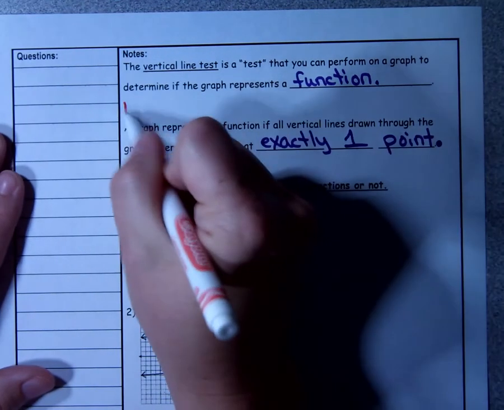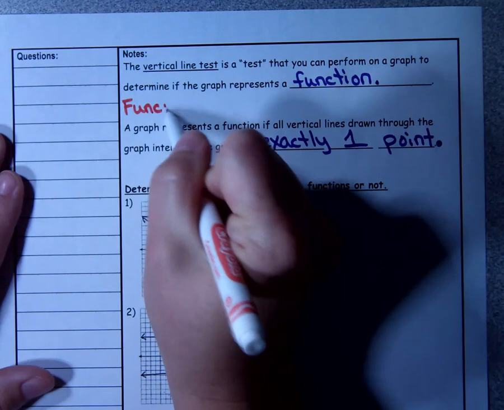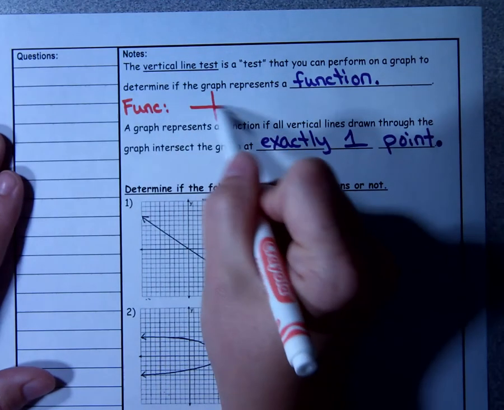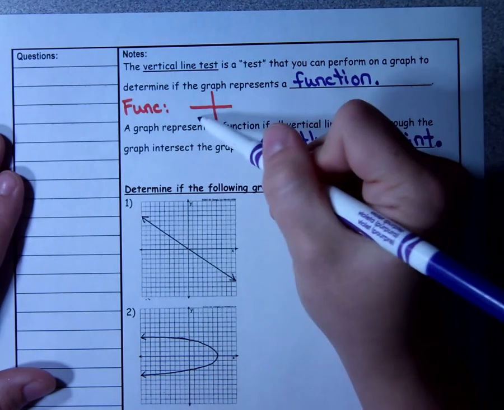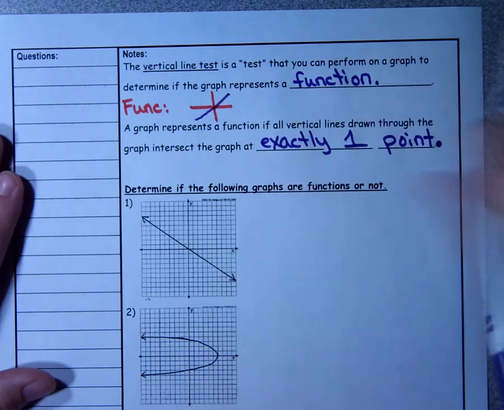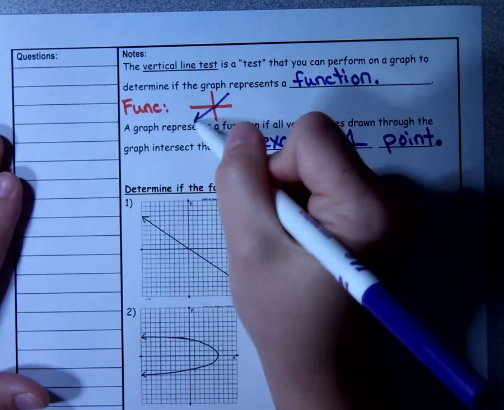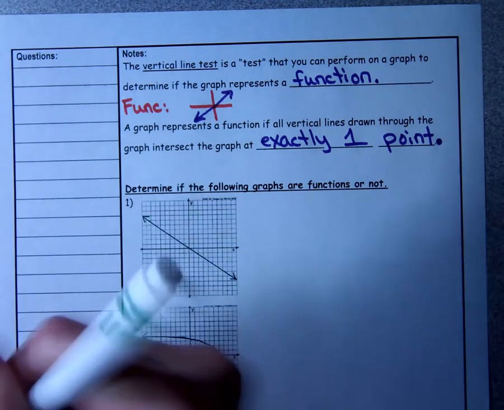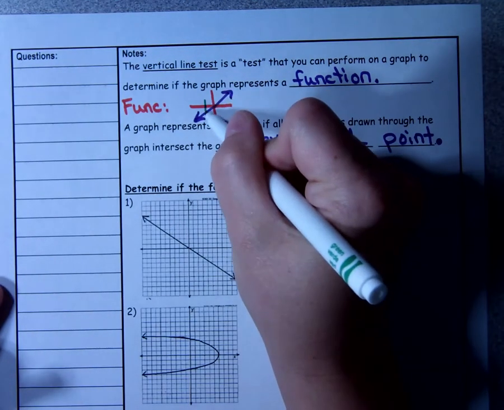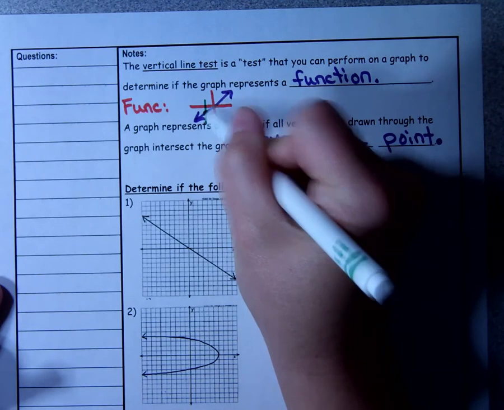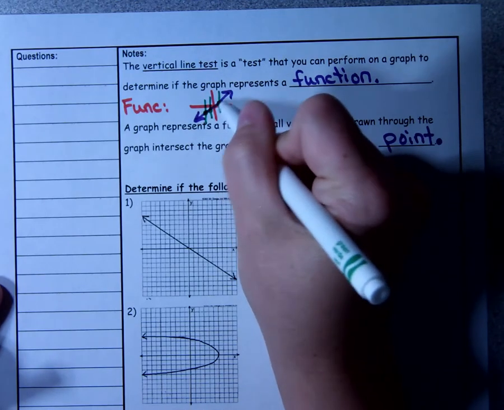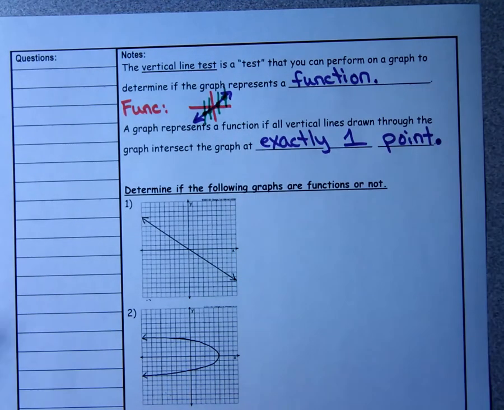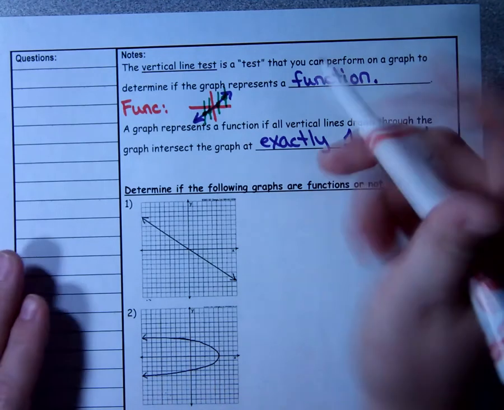So let me show you some pictures of some functions. We might have our linear parent function that we spoke about just a second ago. The linear parent function looks something like this. This is an example of a function because no matter what vertical line I draw, I only touch my graph once. That's an example of something that's a function.